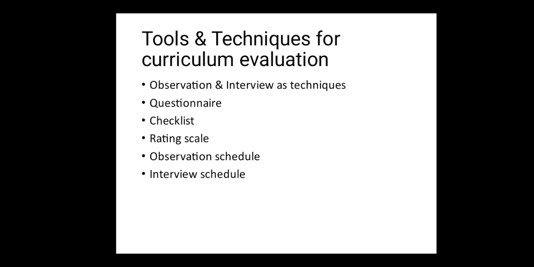Then tools such as questionnaire, checklist, rating scale, observation schedule, interview schedule, etc. can be used as effective tools. Questionnaires can be given to students. We have to prepare a questionnaire based on various elements of the curriculum, and we can gather information from a large sample of students, teachers, parents, etc. Then checklists can be used. Rating scales can be used to rate the effectiveness of various components, various activities or experiences, media, etc.